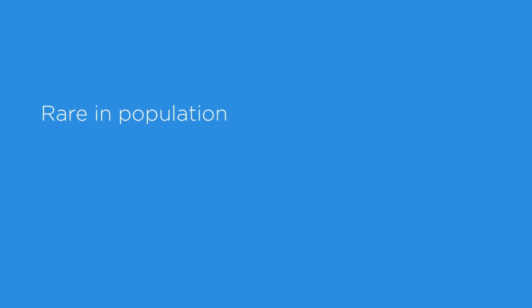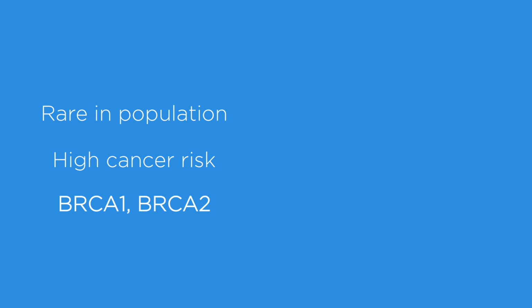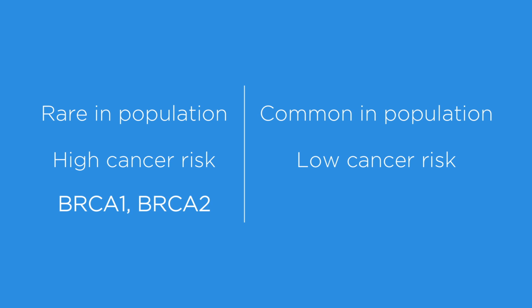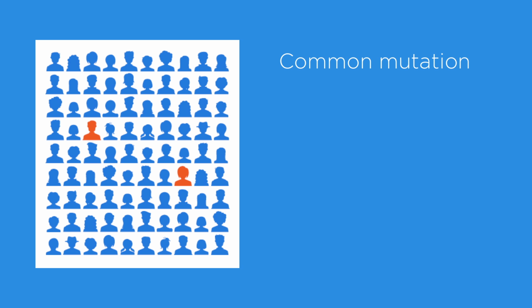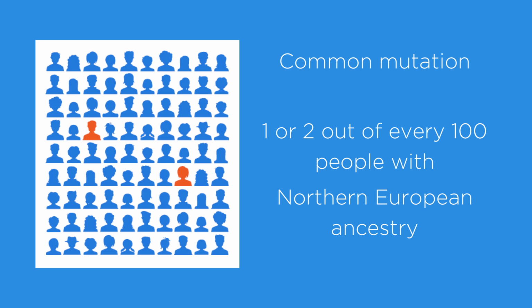Some genetic mutations are rare and are associated with a very high risk of cancer. For example, mutations in the BRCA1 and BRCA2 genes are rare but are associated with a very high risk for breast cancer. Other genetic mutations are more common but don't increase your risk for cancer very much. A single MUTYH gene mutation falls into this category. A single MUTYH mutation is a relatively common mutation found in about 1 to 2% of people with Northern European ancestry. It has also been seen, but less often, in people of non-Northern European ancestry.